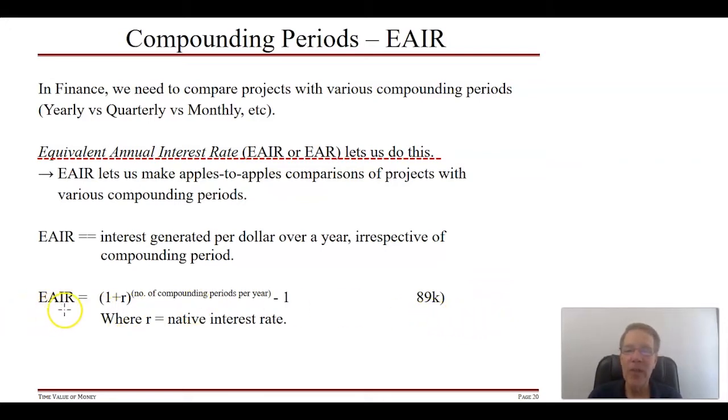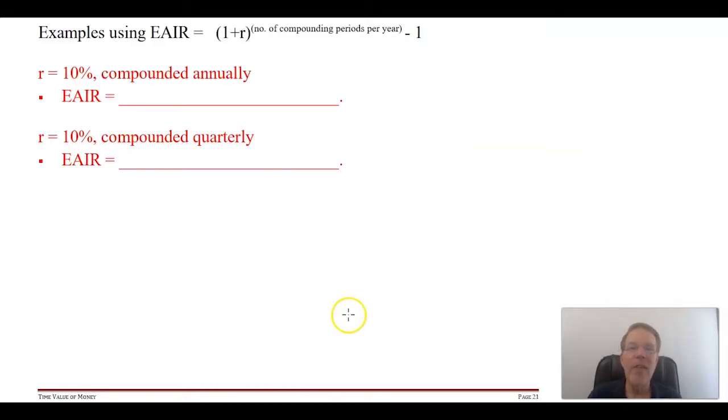Here's how it works. Equivalent annual interest rate is equal to 1 plus our native R, so that would be like 6% compounded quarterly or whatever, raised to the number of compounding periods per year, minus 1. And again, R is that native interest rate. Okay, so let's do a couple of examples here. So how about 10% compounded annually? What's the EAIR? Well, it's going to be 1 plus our native R, which is 10%, raised to the 1, minus 1, and that's equal to 10%. You should verify that, but that's what it is.